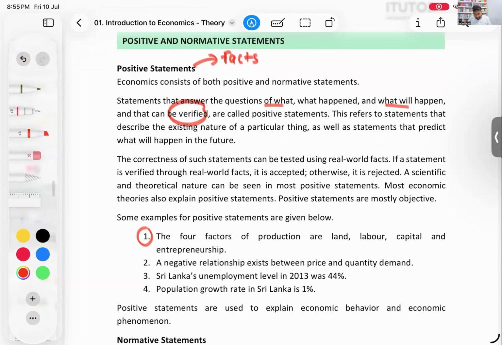Another one says, a negative relationship exists between price and quantity demanded. So this one is saying, when the price of the good increases, quantity demanded will come down. Quantity demanded means how much people buy. Is that correct? When the price of a good increases, people will buy less. The demand will come down. I think that is correct to some extent, no?